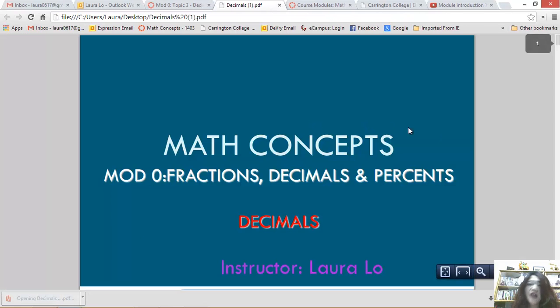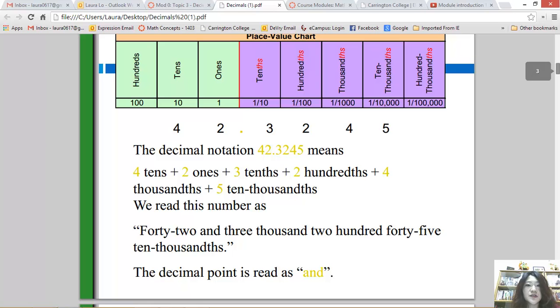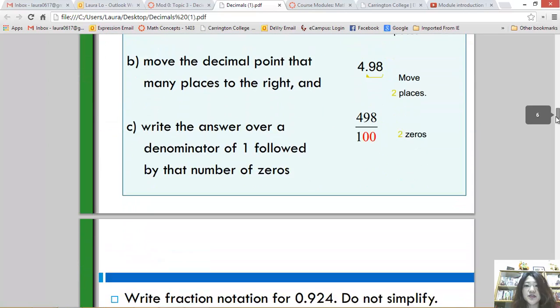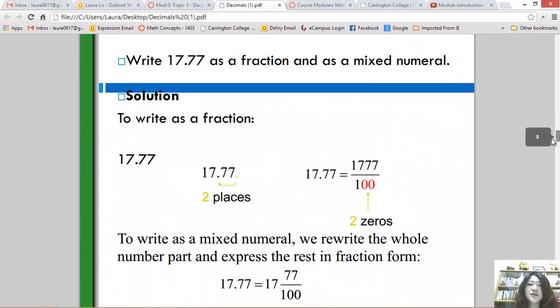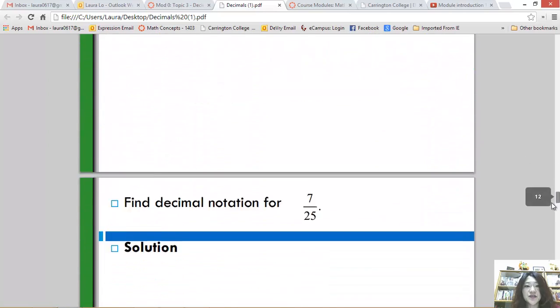In the lecture file, we include the definition and the concept for the corresponding topic, and also a couple of examples and practice questions. After you follow the definition, you will have some examples to practice. For example, if you want to convert 17.77 to a fraction, you have 2 decimal places, so you add 2 zeros at the end as the denominator of the fraction. So here is the lecture file.